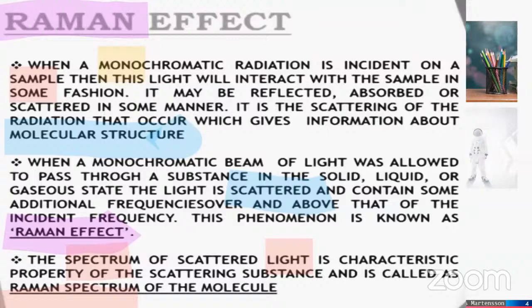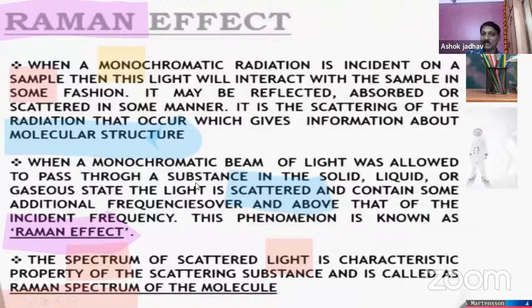So the three sequence should be there. There should be the light, there should be the substance or the matter, and there should be the detector. So in that way, he found the scattering effect: the incident frequency is not exactly the transmitted frequency. There is some scattered frequency. This frequency has some above, some shortage in the incident frequency. And the name of this phenomenon is the Raman effect.